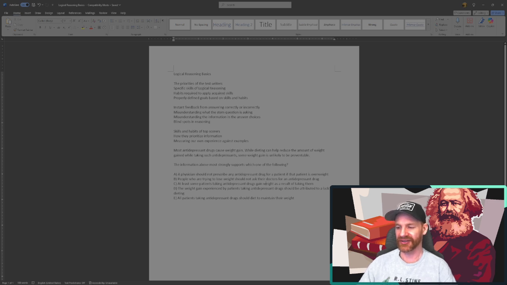So, all patients taking antidepressant drugs should diet to maintain their weight. Yeah, possibly. But again, even if all patients are dieting, some weight gain is unlikely to be preventable, right? That's why C is the correct answer: at least some patients taking antidepressant drugs gain weight as a result of taking them. We can even highlight this one.